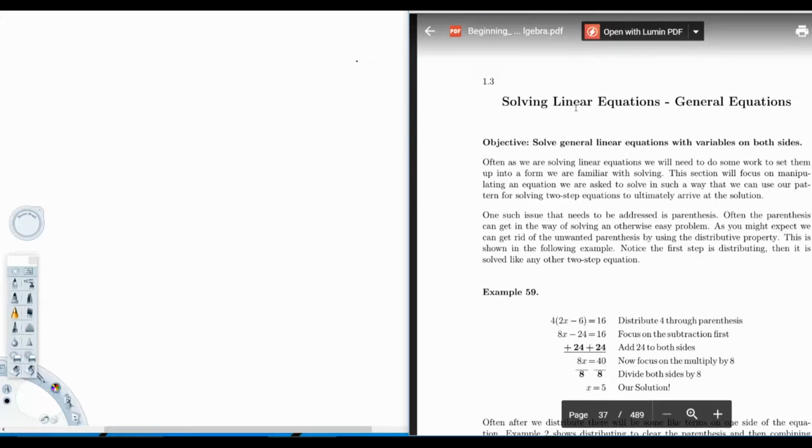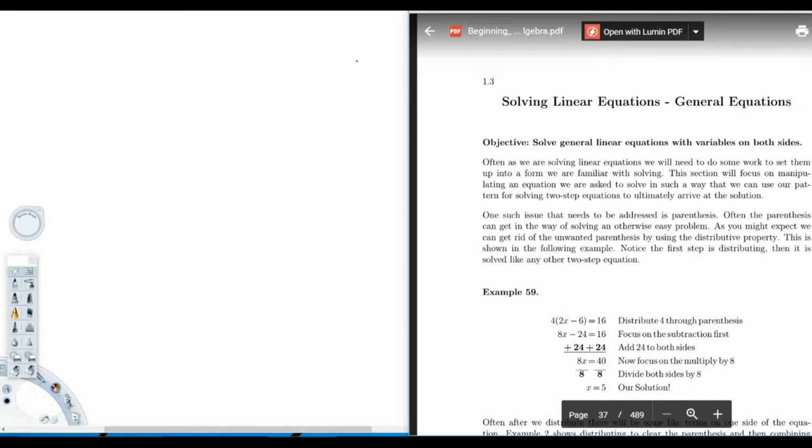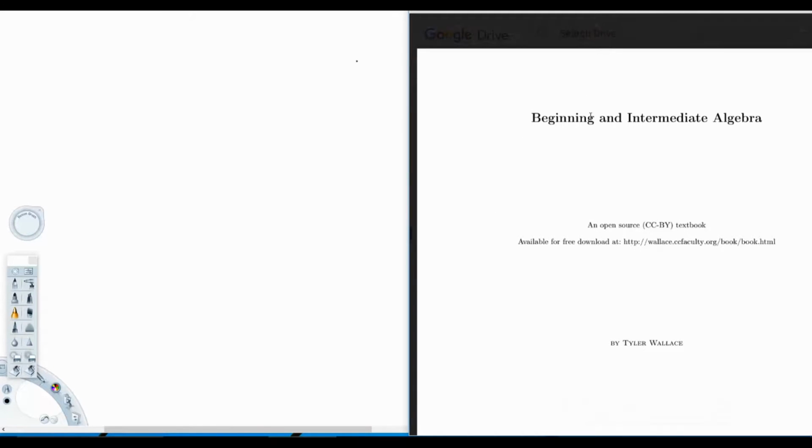All right. Solving linear equations, general equations. And that's chapter 1.3 of this book here. It's free, it's online, anybody can use it. It's an open source textbook, beginning and intermediate algebra.